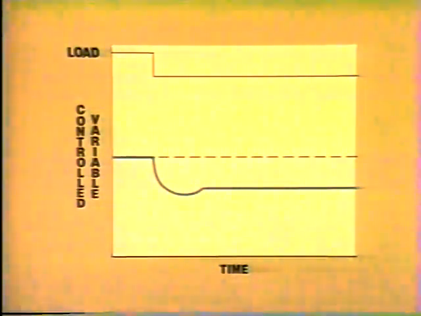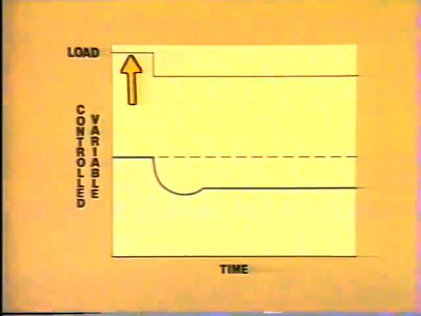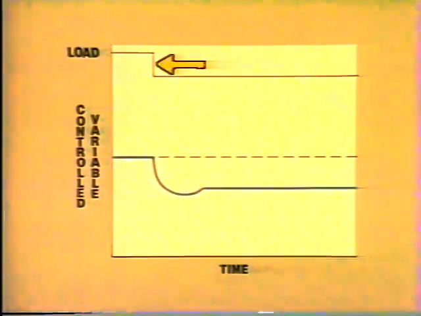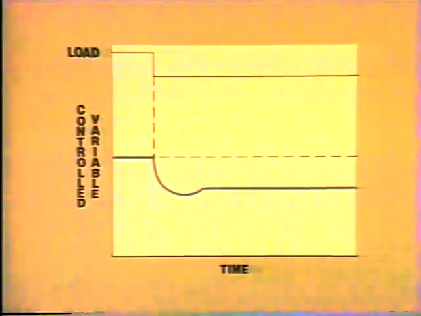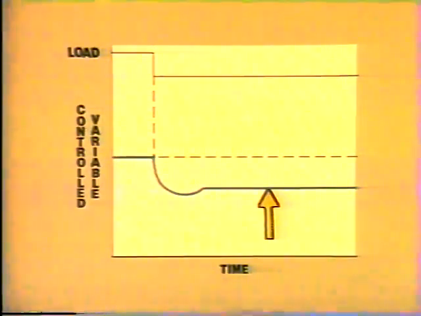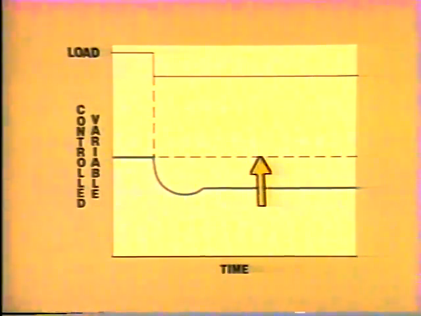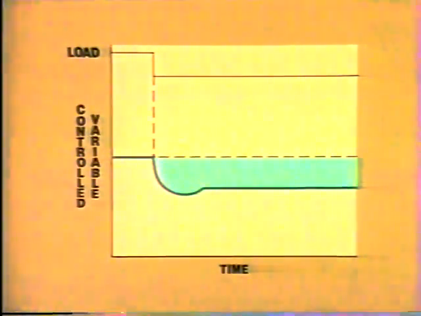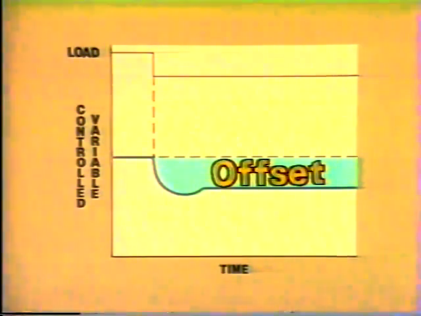Here's an illustration of a reaction curve when the gain is too low. This line represents the load with a step change here. When the step change occurs, the controlled variable changes. Notice that there is no cycling and that the controlled variable quickly stabilizes at a new value. This is not set point. It is a new control point. This dotted line is set point. The difference in the new control point and set point is called offset.